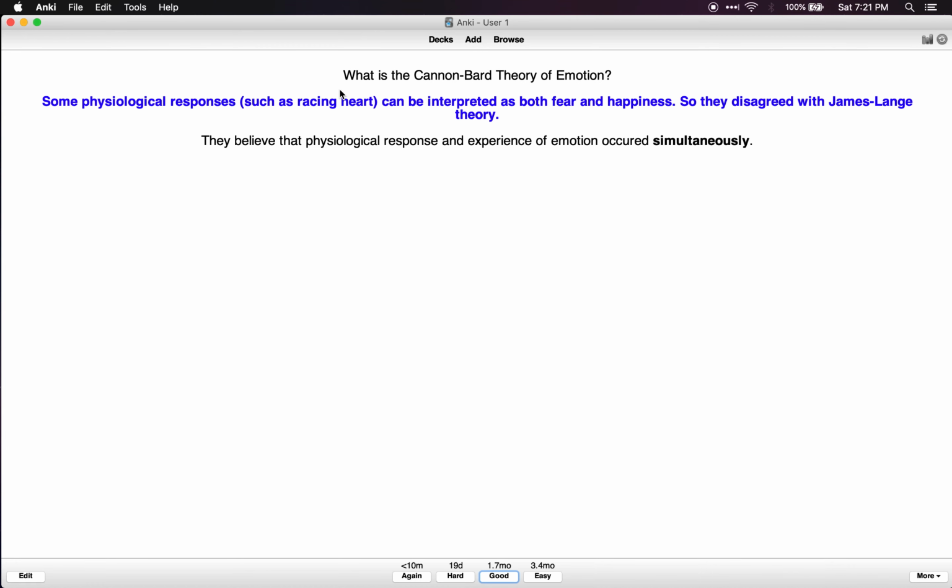Cannon-Bard theory of emotion: some physical responses are shared across emotions, so he discounted the James-Lange view. He believed that the physiological response and the experience of emotion occurred simultaneously, like the heart beating and happiness occurring simultaneously.